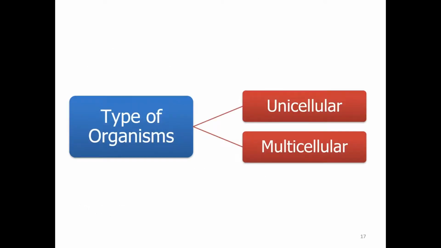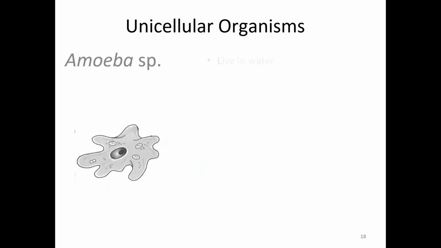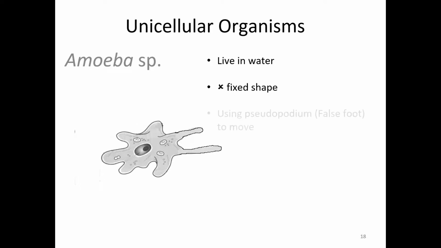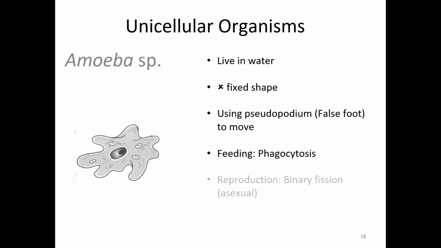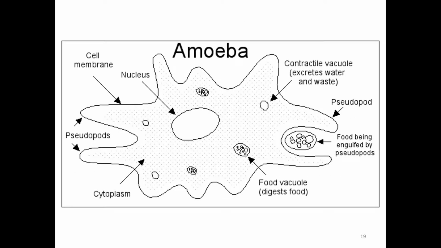There are two types of organisms: unicellular organisms and multicellular organisms. Amoeba is a unicellular organism. It lives in water and does not have a fixed shape. It uses pseudopodium to move. It takes food through phagocytosis. It reproduces asexually through binary fission.